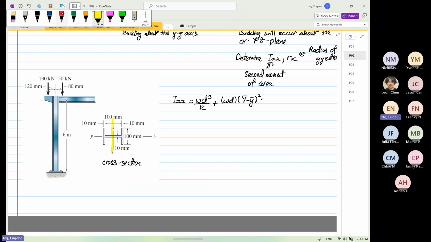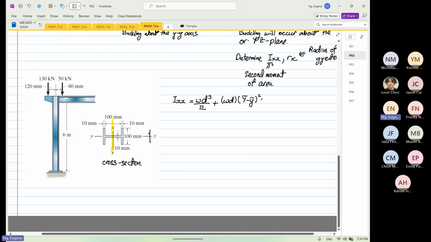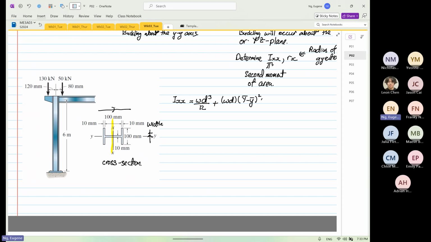Like what I taught you before, if that is the axis of interest over here, the parallel is known as our width, and the perpendicular to the axis is known as the depth. Get this figured out really quickly. It will reduce a lot of problems. Okay.